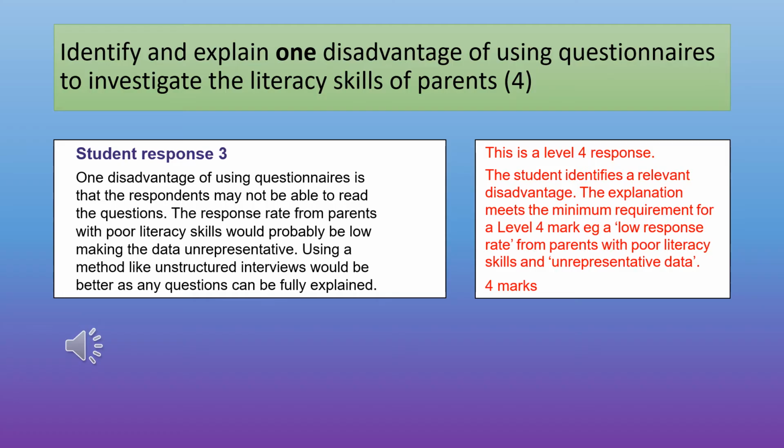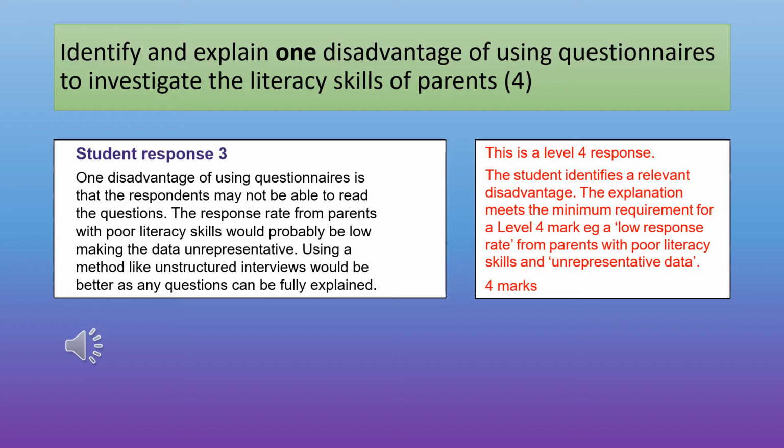The reason this says student response 3 is because student response 1 and 2 were not 4-mark answers, that's all. But again, notice this is a very short answer. One disadvantage of the questionnaires, very obvious, they might not be able to read a questionnaire. It's a written form of communication. So that is really what the examiner is asking you to tease out. And that's something that students have missed in mock exams and things like that. So just be wary of that.